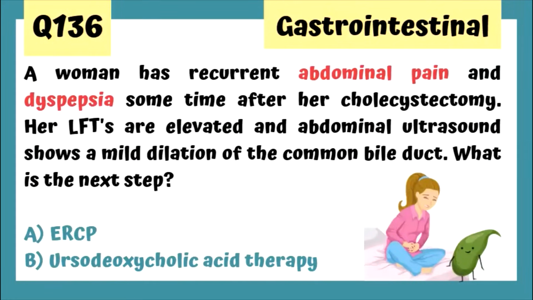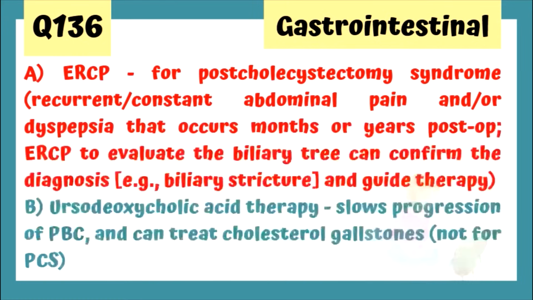Question 136. A woman has recurrent abdominal pain and dyspepsia sometime after her cholecystectomy. Her LFTs are elevated and an abdominal ultrasound shows a mild dilatation of the common bile duct. What's the next step? So she had a cholecystectomy and now she has dilation of the common bile duct. Here we want to go with ERCP. Here we're dealing with post-cholecystectomy syndrome, in which there's recurrent constant abdominal pain and/or dyspepsia that occurs months or years post-op. ERCP to evaluate the biliary tree can confirm the diagnosis, for example, a biliary stricture or a retained stone, and guide therapy.